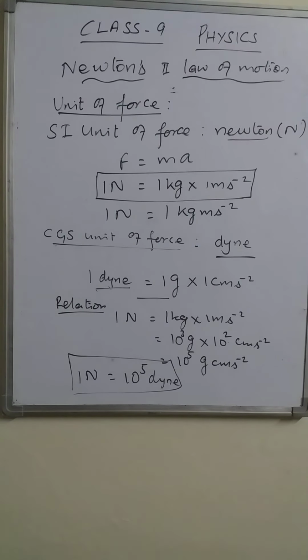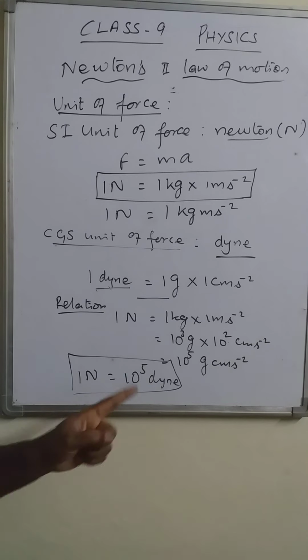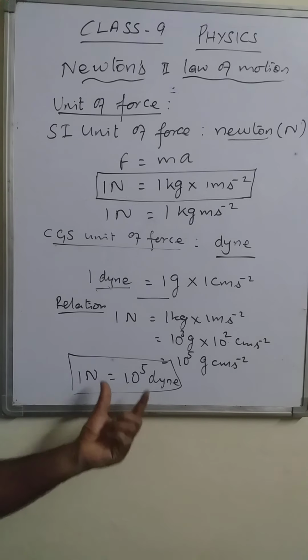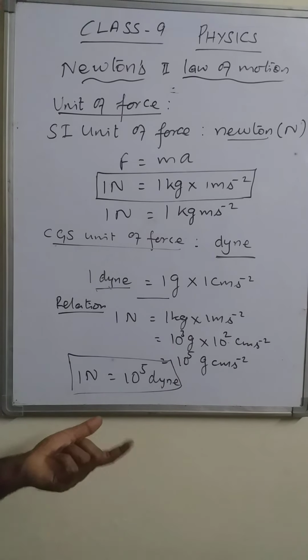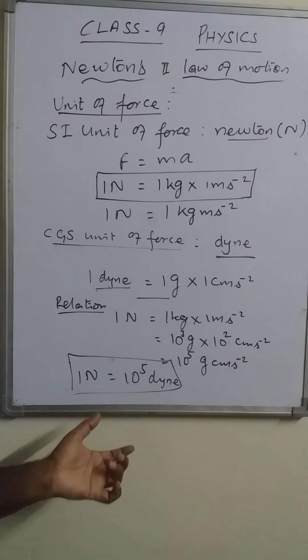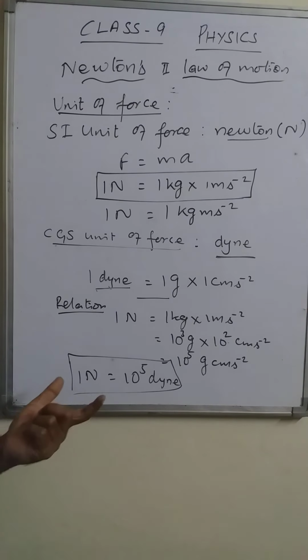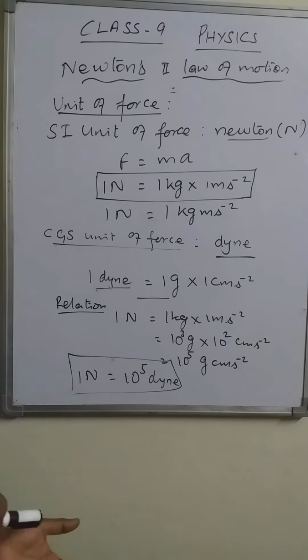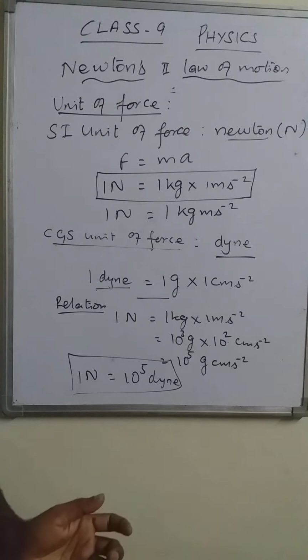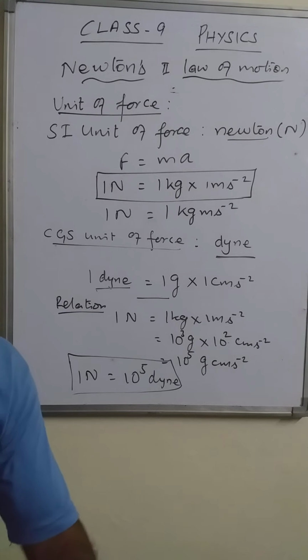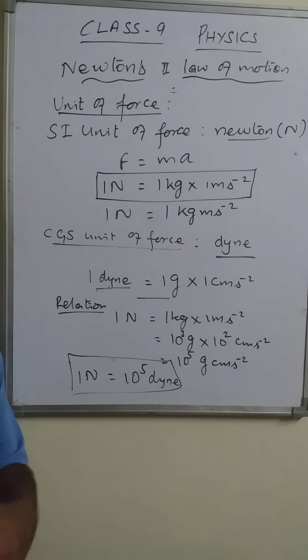When do we say 1 Newton force is applied? If 10 power 5 dyne, that means 1 lakh dyne force is applied on any object, that is equal to 1 Newton force. This is how the Newton force and dyne force are related to each other. This is how we write the unit of force. And then the force also has a practical unit. That practical unit is the gravitational unit of force. That we will discuss in the next video.